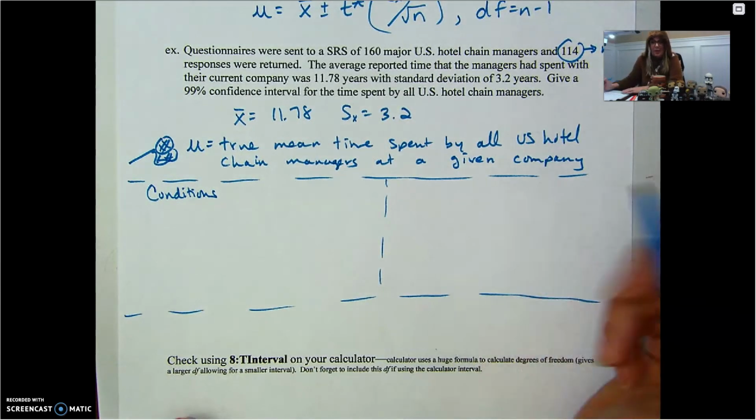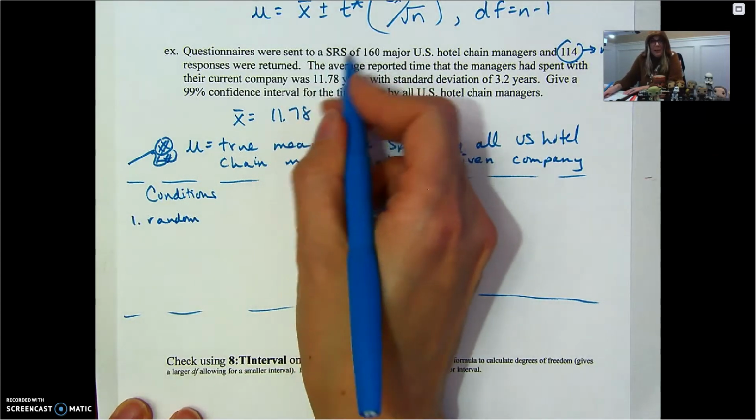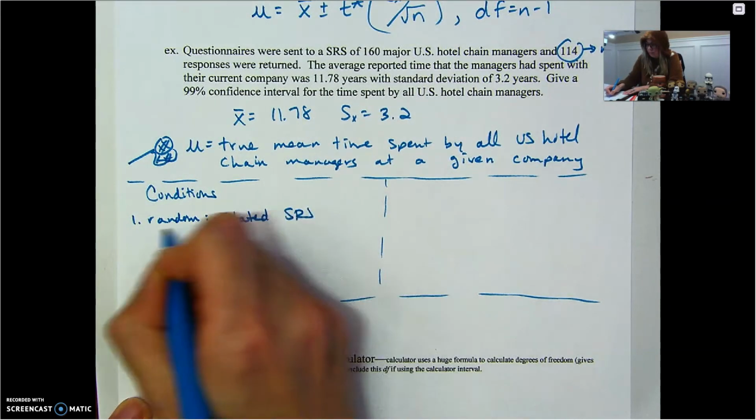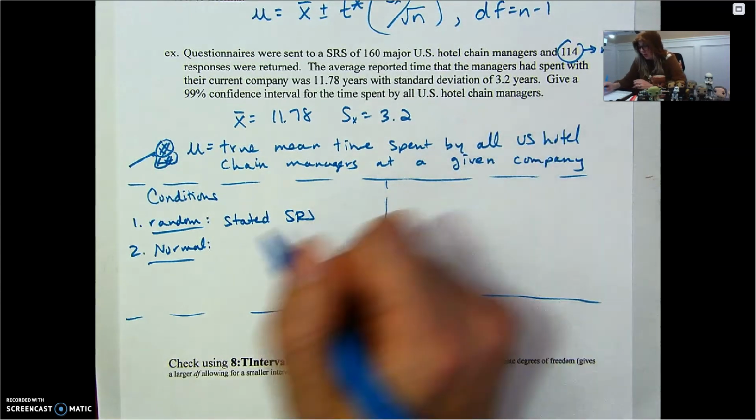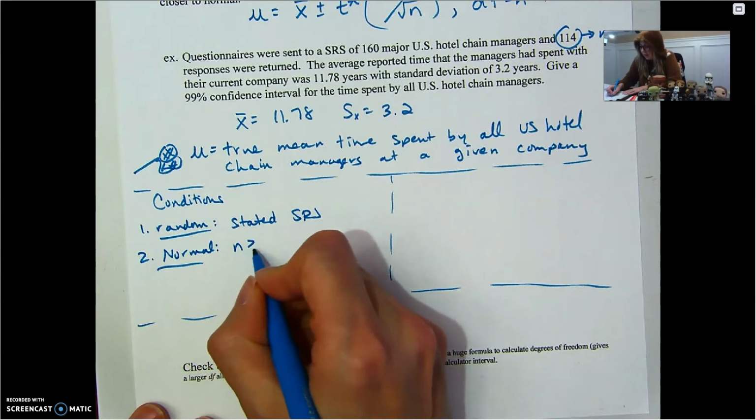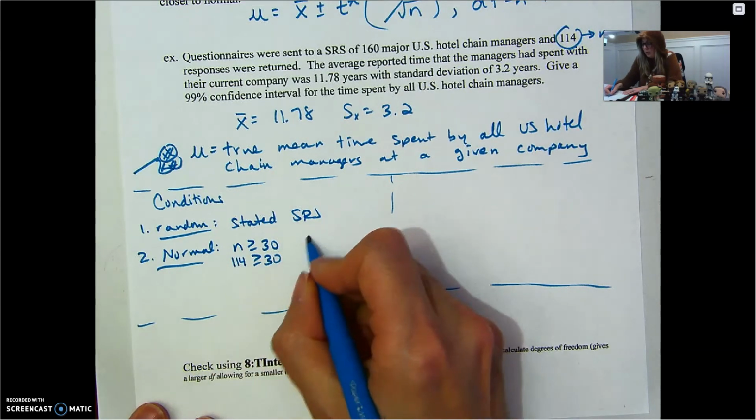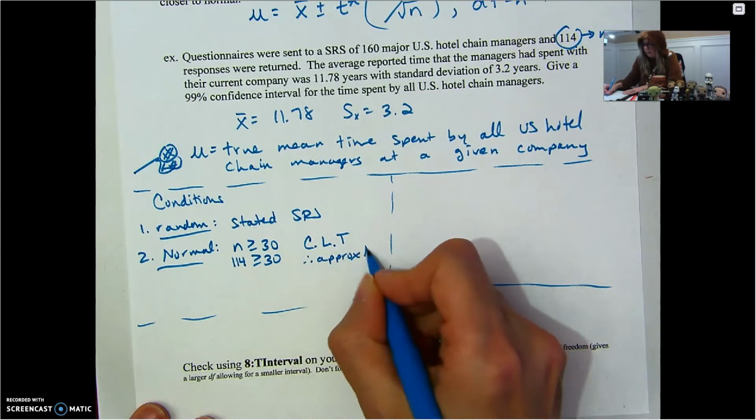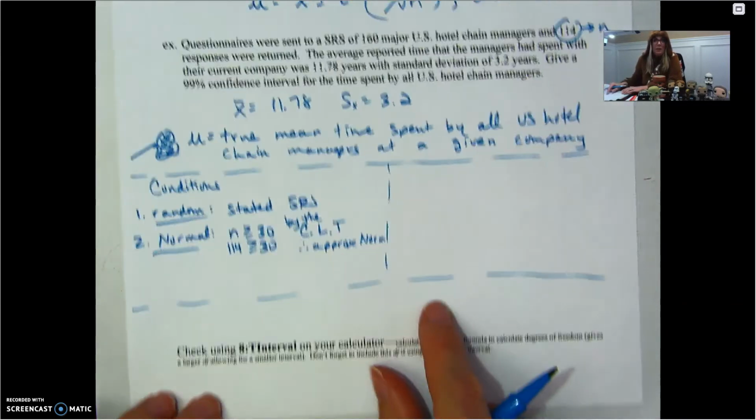It's adorable. All right. Random was stated at the opening line. They had an SRS, so stated. All right. Next thing we got to check is normal. The problem didn't say anywhere that it was normal, but that's all right because we had a sample size of at least 30. Our sample size was 114. So we can use the central limit theorem, right? So it's approximately normal then. I'll put by the central limit theorem, it's approximately normal.